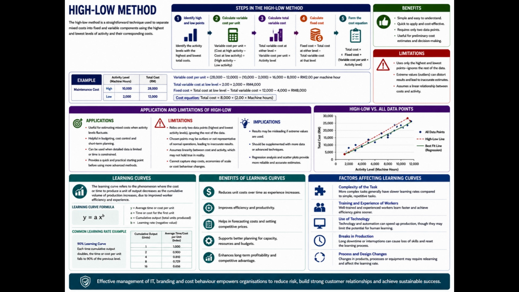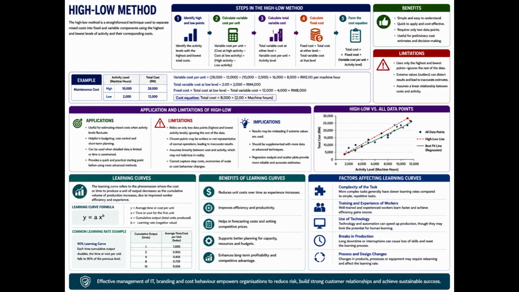High-low. The high-low method is a straightforward technique used to separate mixed costs into fixed and variable components. It relies on the highest and lowest levels of activity and their corresponding costs. The first step in this method is to identify the activity levels with the highest and lowest costs.